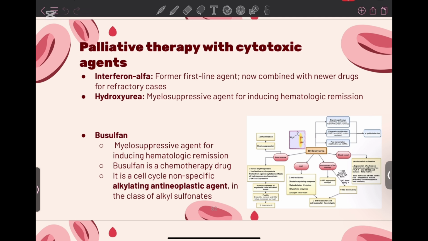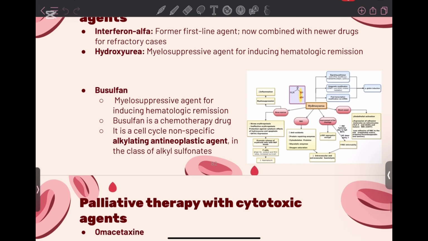Now we have the palliative care with cytotoxic agents. We can use interferon alpha, which was the former first-line agent. Now it's combined with the newer drugs for the refractory cases. We have hydroxyurea, which is a myelosuppressive agent for inducing hematological remission. And then we have busulfan, which I think you took last semester. It is used as a myelosuppressive agent for inducing hematological remission.